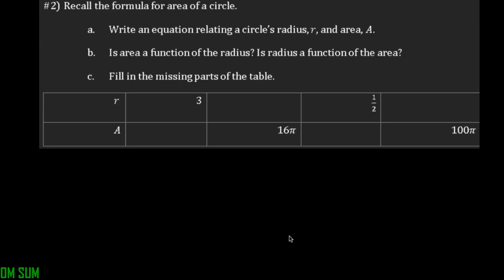Already on the back, it looks like this. It says, try to recall that formula for the area of a circle. Let's try to write it down. So it says, write an equation for the circle's radius, r, and area, A. So we can write the equation like this. I'm going to say A is going to be equal to pi times the radius squared.